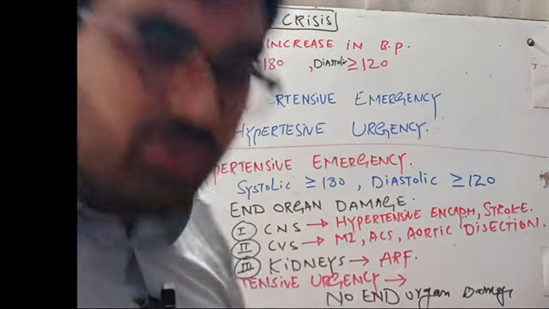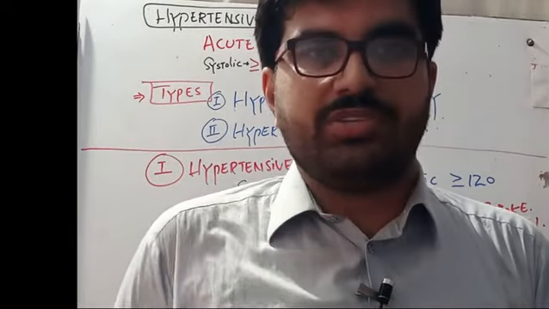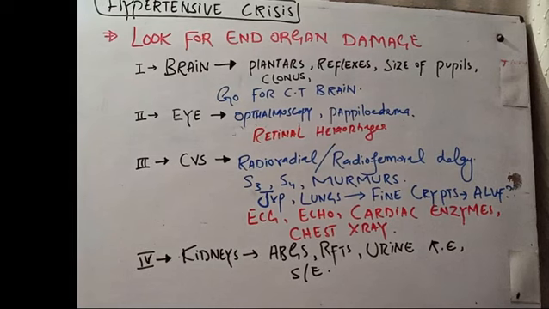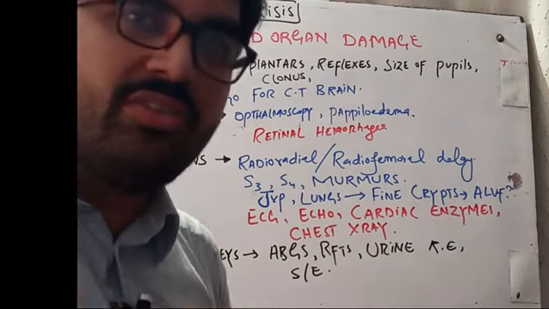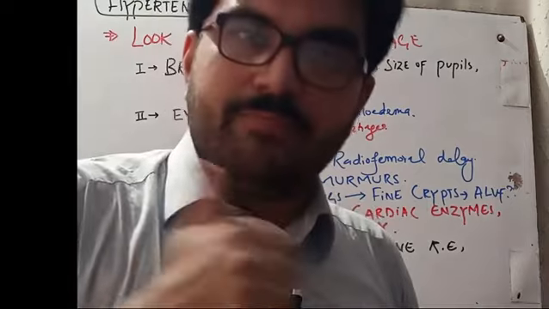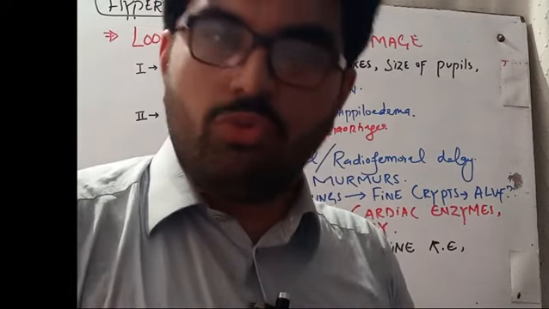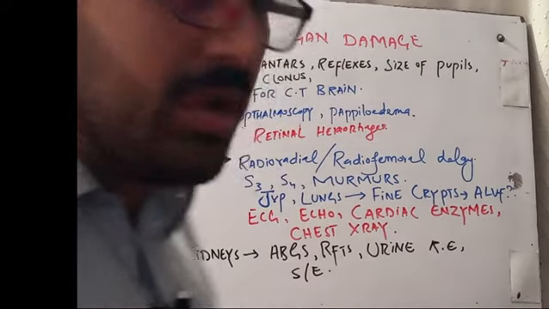Now coming toward the hypertensive urgency. BP reading is the same, but there is no end organ damage. So the first thing is you are having hypertensive crisis. Now you are going to differentiate between the two. Either it's hypertensive urgency or emergency. So you have to find out end organ damage.